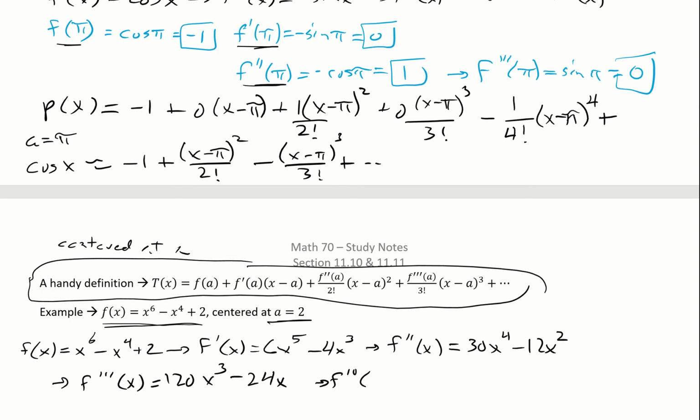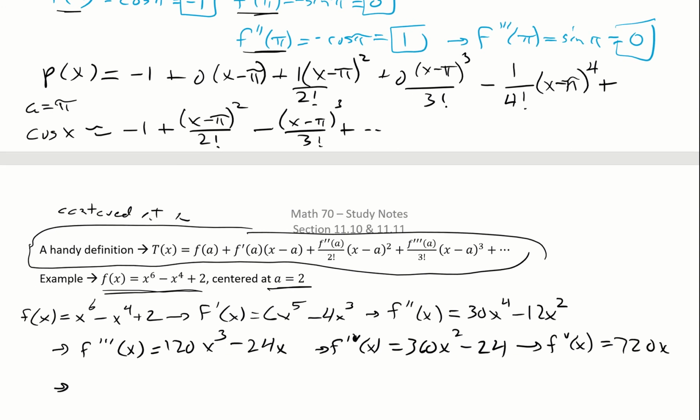The 4th derivative, let's keep going. Okay, we have 360x squared, minus 24. How about the 5th derivative? Well, we're going to lose the 24. We're going to get 720x. And then lastly, the 6th derivative, and it is 720. And of course, after that, it's just zeros on down the line.